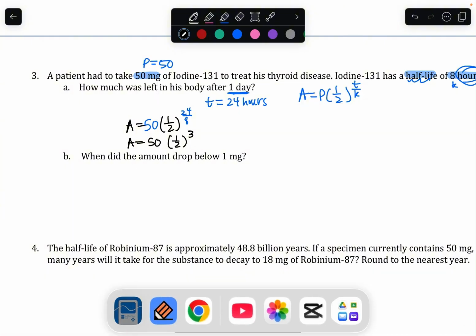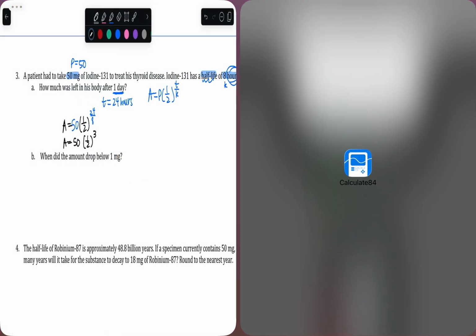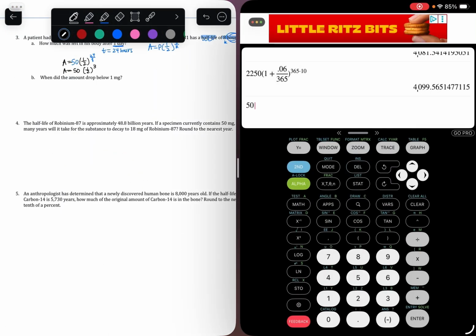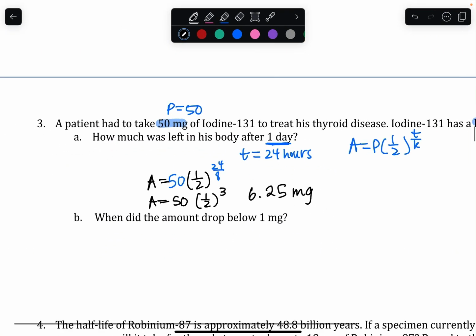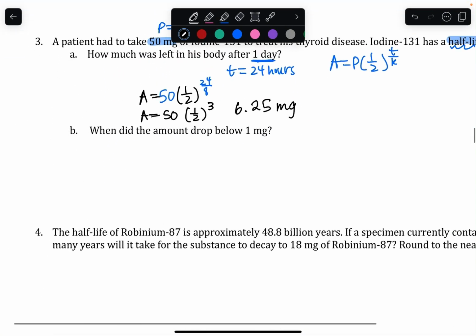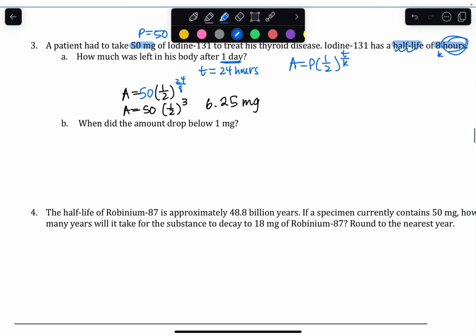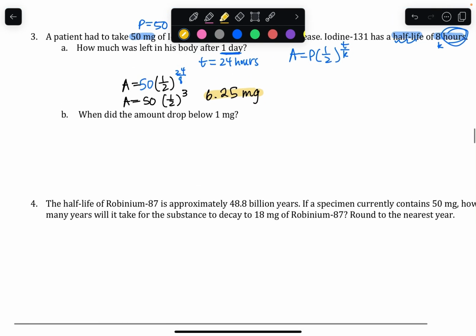And so typing that into my calculator, some of you could probably do that without, 1/2 raised to the 3rd power, 6.25. Okay, so after 1 day, this patient still has 6.25 milligrams of iodine 131. That 131 is just the name. Don't mistake that as some valuable number that you need to use.